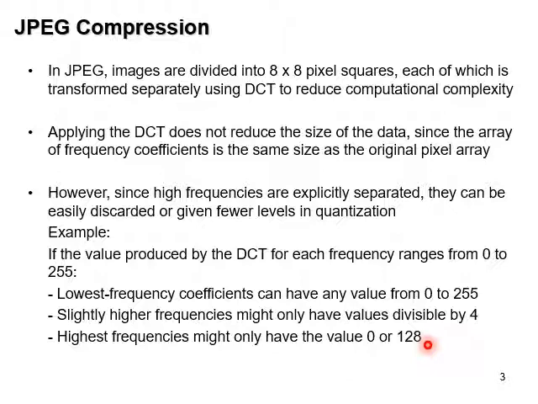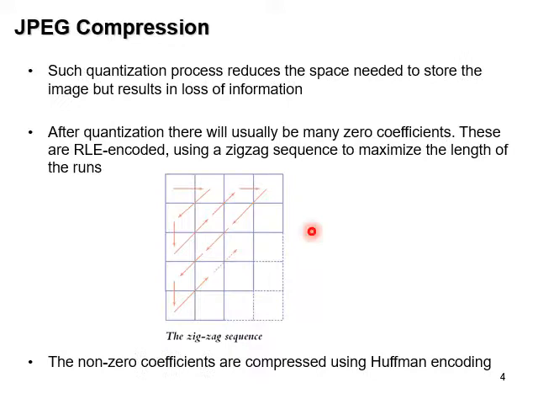Now, this in itself will actually save in terms of storage. However, there are other steps that are taken within the JPEG compression to get even more compression. So this already will cause compression, as we explained last time, but let's see what else. We say that this quantization process reduces the space needed to store the image, but it results in loss of information, as we explained. But luckily, this loss in information is not something that we will actually perceive. Now, the other step that is done within the JPEG compression that causes more compression is as explained here.